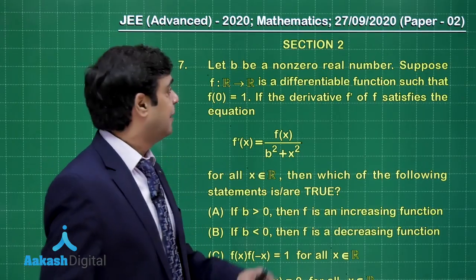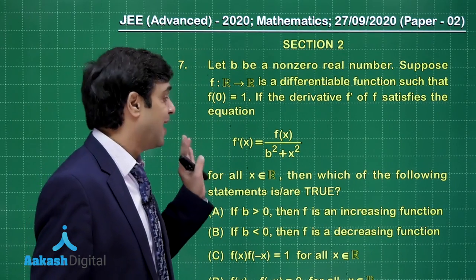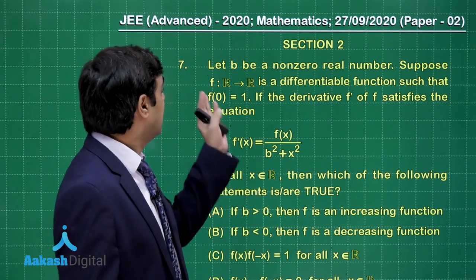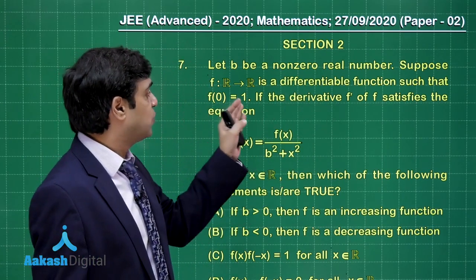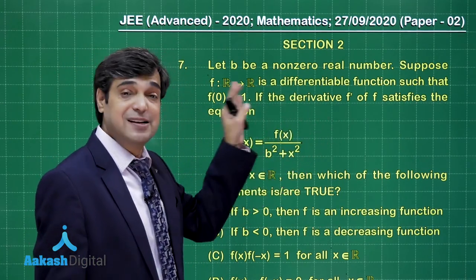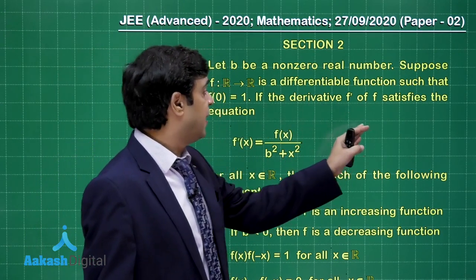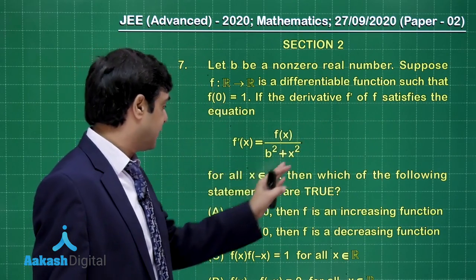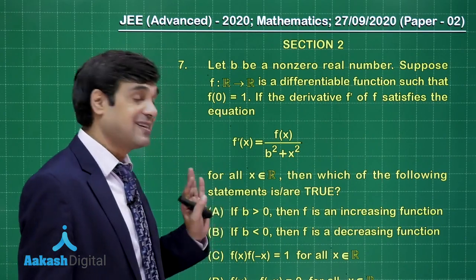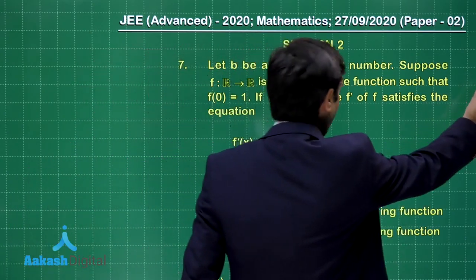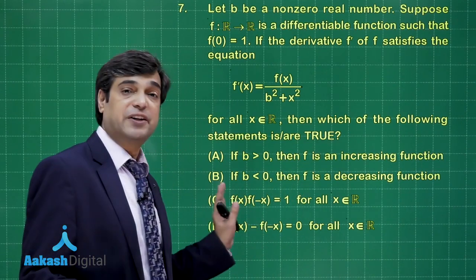Now moving forward, let's take up the next one, that is question number 7. This is from section 2, which has multiple answers correct. Let b be a non-zero real number. Suppose f from R to R is a differentiable function such that the value of the function at 0 is 1. If the derivative f dash of f satisfies this equation for all x, then which of the following statements are true? The options are about the increasing or decreasing nature and some functional values.